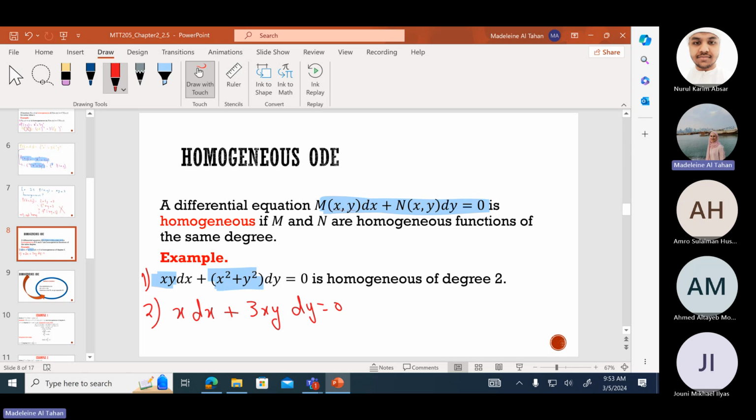Okay, the first one is homogeneous of which degree? 2. X is homogeneous of degree 2. No, the first equation. This one is of which degree, miss? 2. The second one, this one is of which degree? Sorry. So is it homogeneous?